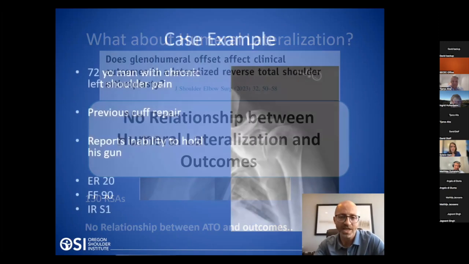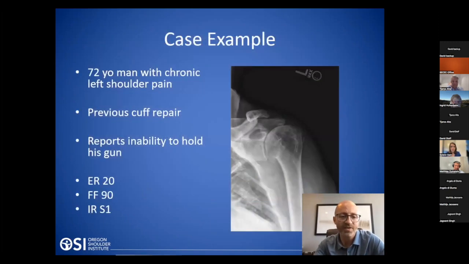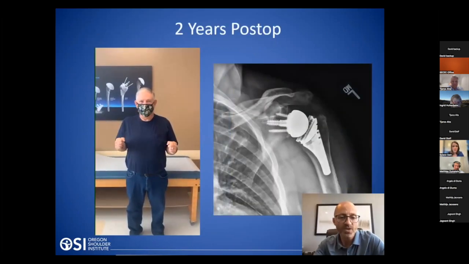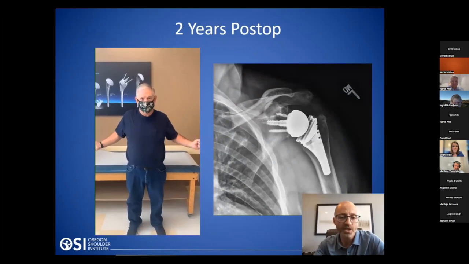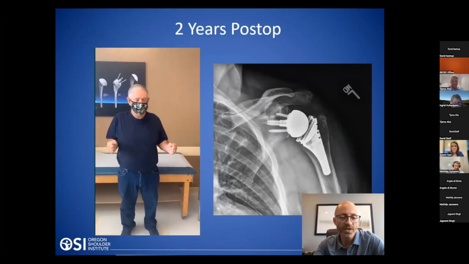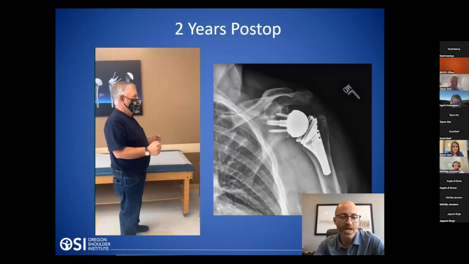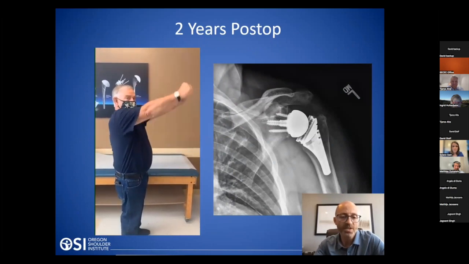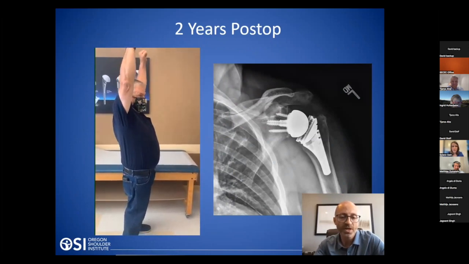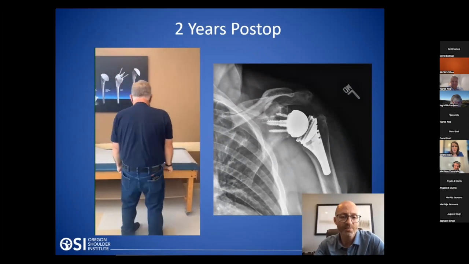So this is a classic example of what I try to achieve. 72-year-old gentleman, inability to hold his gun. We've used 8 millimeters of lateralization, and you can see that he has good forward elevation overhead. This is 2 years post-operatively. He's not perfect, but his internal rotation is functional, getting to his belt line behind his back.